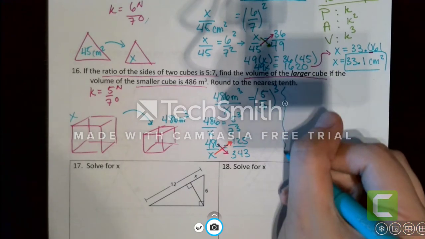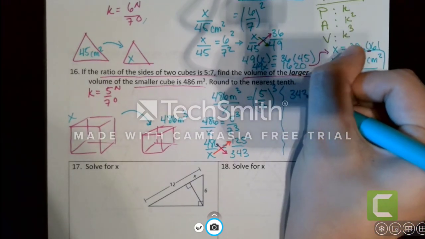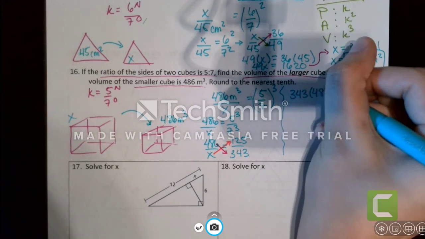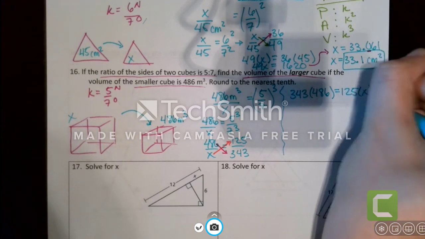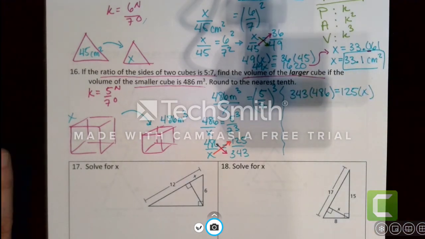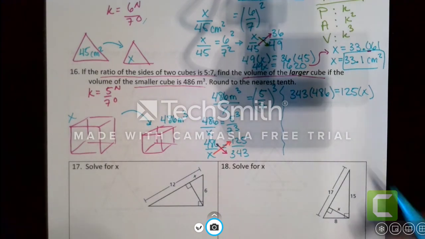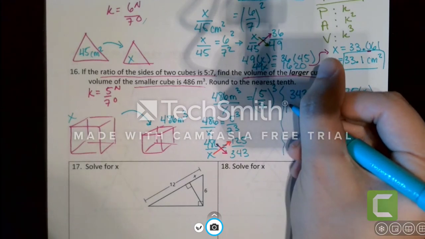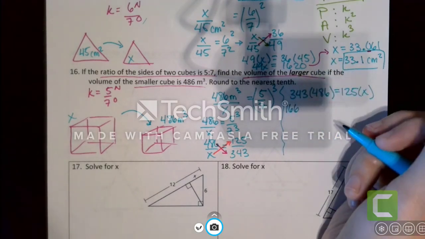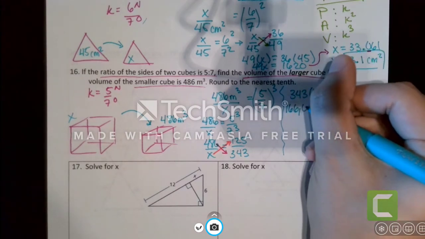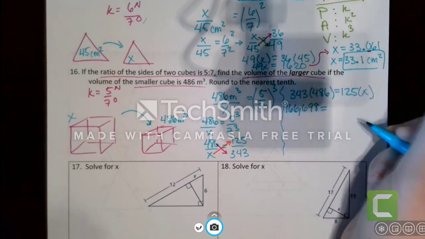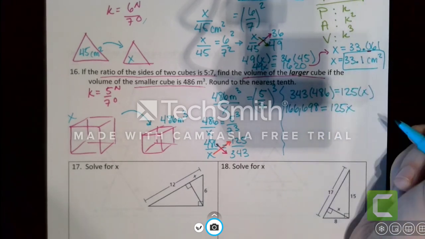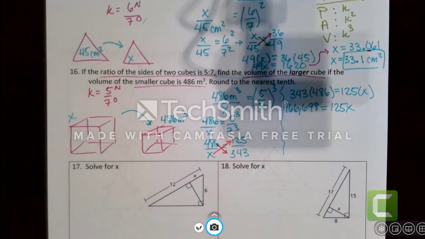It's going to be rather large. You're going to have 343 times 486, which is equal to 125 times x. Your first step is to multiply 343 by 486 to get a very large number of about 166,698. That is all equal to 125x. From here, finish the problem on your own.